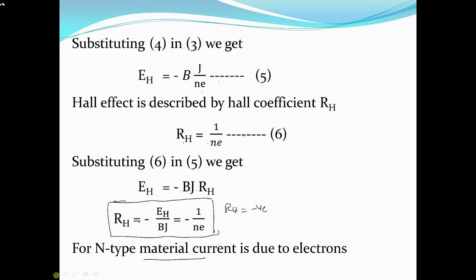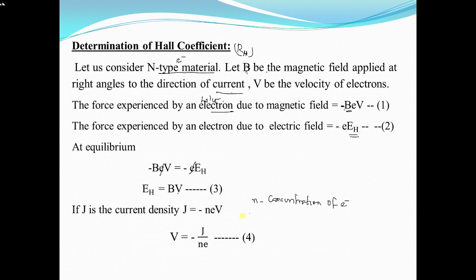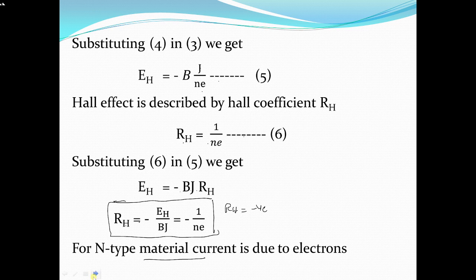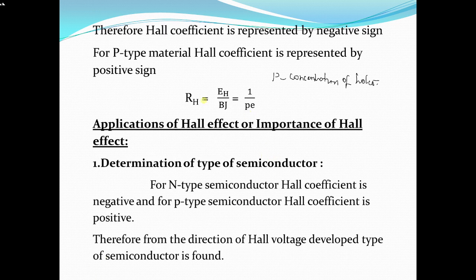Here n represents concentration of electrons. In place of n, you can write p. So you will get the expression R_H is equal to 1 by p. So this is about determination of Hall coefficient. Now we will go for applications of Hall effect, or importance of Hall effect.